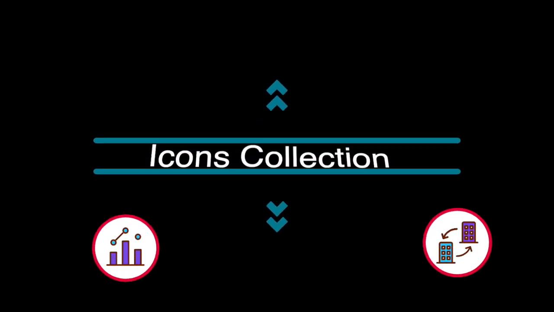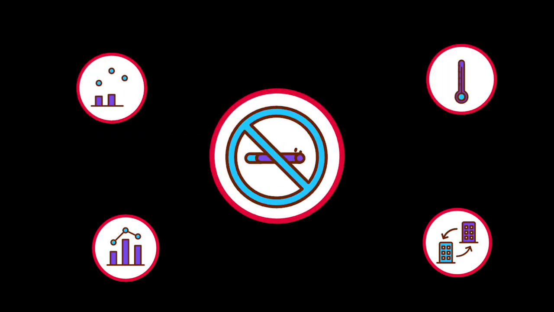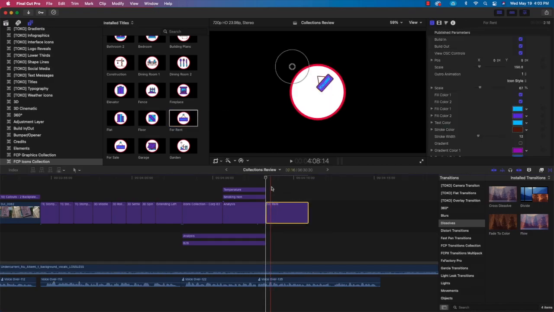The icons collection is great if you want to talk about some important key points while you're talking. You can use these icons if you want to emphasize some of the most important points you're trying to make. You can also make adjustments to these icons as well.